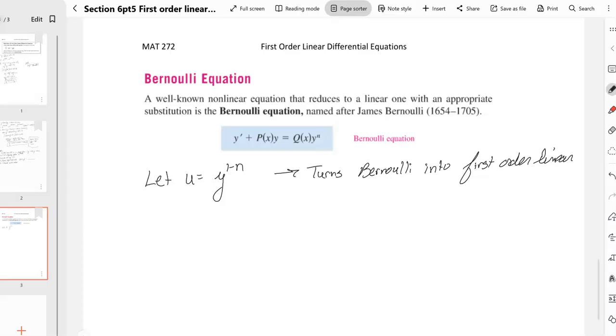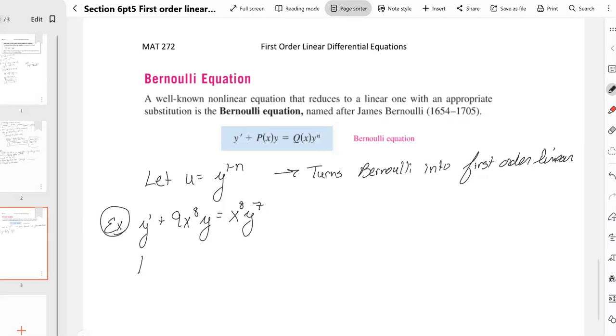So then we will be able to solve that in terms of u, and then we'll be able to back substitute. So let's look at an example. Let's say we have the equation y prime plus 9x to the 8th times y is equal to x to the 8th times y to the 7th. So notice this is Bernoulli. We've got that y to the 7th here.